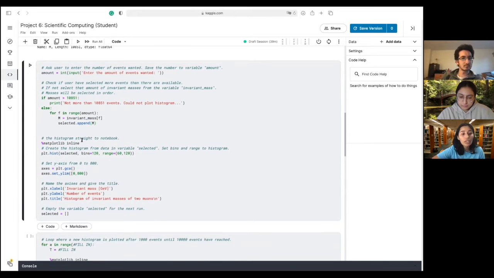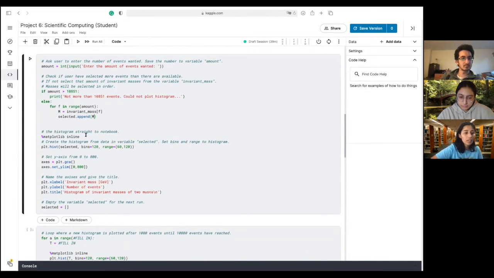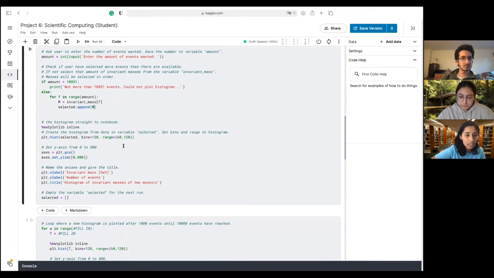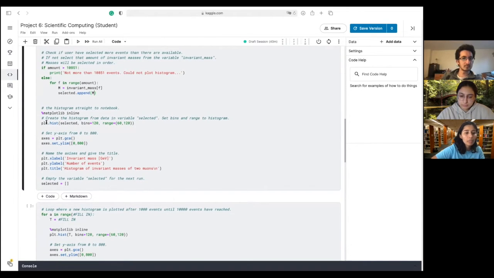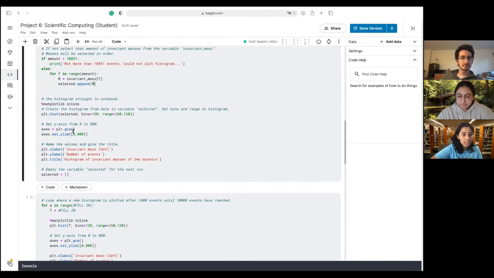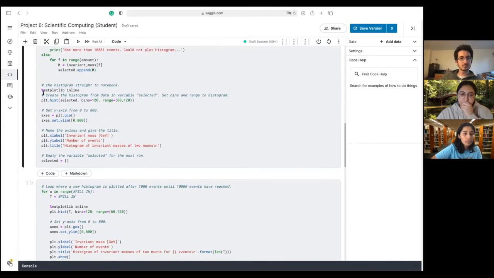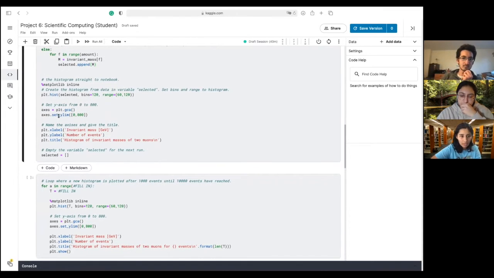In order to visualize, we use matplotlib. We use this inline command so that it can directly visualize in the notebook, and then we plot the histogram. Each time we plot a histogram, we select the number of bins. Over here, I've selected 120 bins in the range 60 to 120 of invariant mass, because that is the range in which we have data collected. And then for matplotlib, we set the y limits and the axis with these two commands.